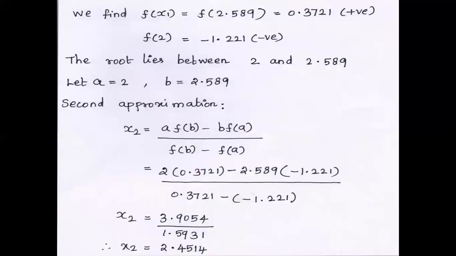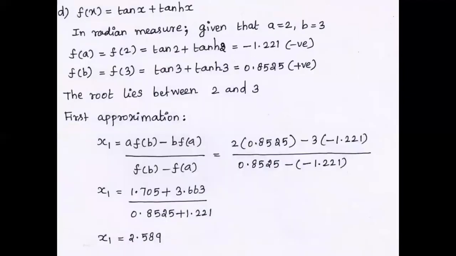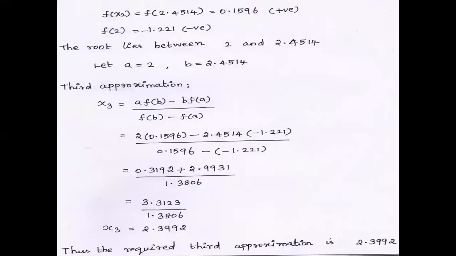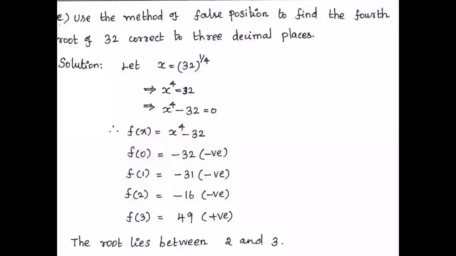In the question itself, they have asked you to calculate up to the third approximation. So therefore, the third approximation is enough. If they have not given up to the third approximation, we have to calculate the fourth and fifth and so on, so that two successive approximations must be the same.